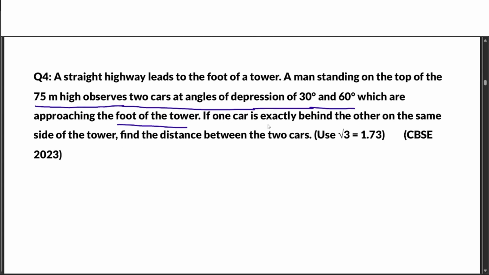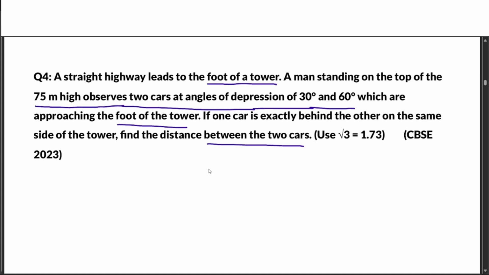If one car is exactly behind the other on the same side of the tower, find the distance between the two cars. So you can understand there are two cars going on a highway and approaching the foot of a tower. Here someone is standing at the tower and observing the cars. The height of the observer is 70 meter. First we have to draw the figure.